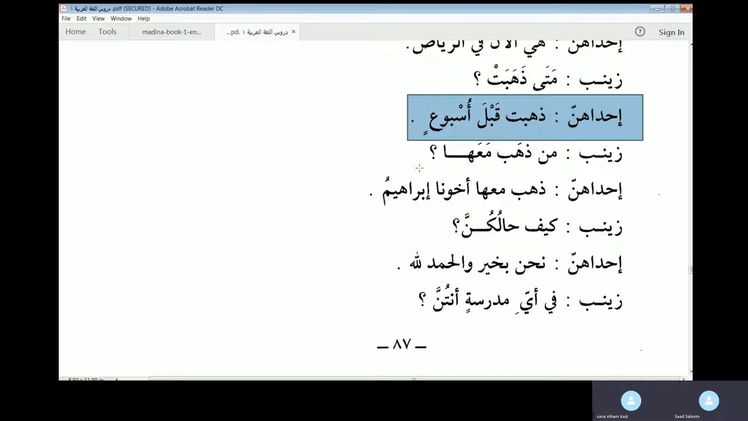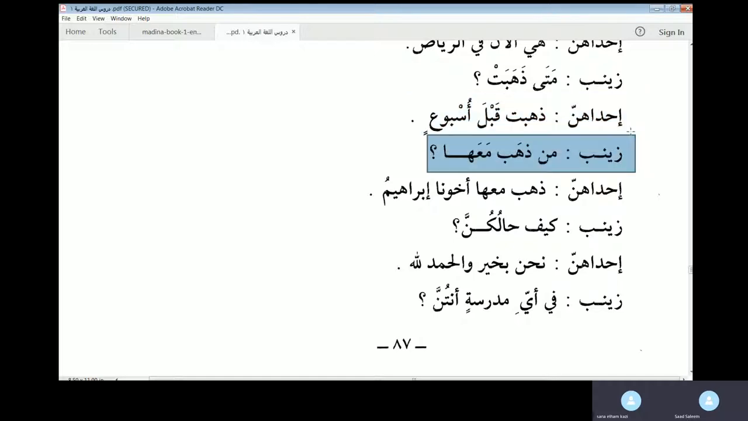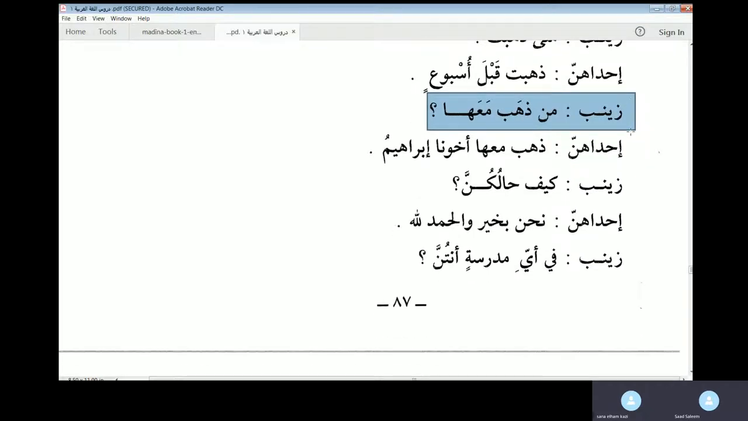Zahabti. No. Zahabti means you went. You went is a third person singular, right? So zahabat. Yes, zahabat. Correct. Qabla usbu'in. So she went a week ago. Because of qabla, usbu' is majroor.